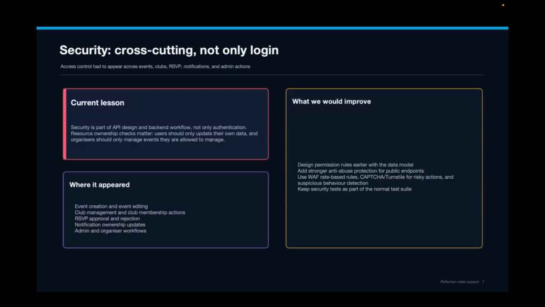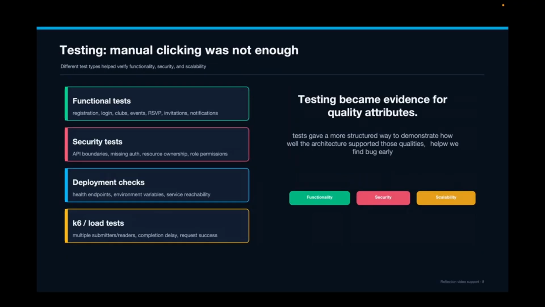Another lesson was that security should be designed across the workflow. We learned that access control and resource ownership should be part of the design from the beginning. Later permission design increases the risk of missing important cases. We also learned that automatic testing helps us identify problems earlier, especially in workflows involving different roles and permissions. Automatic tests give us a more consistent way to find issues before they affect the final demonstration and the deployment.